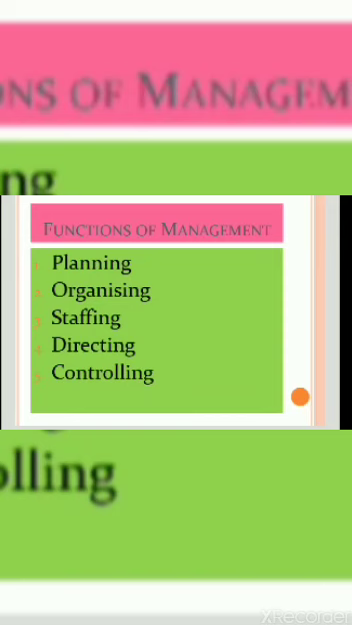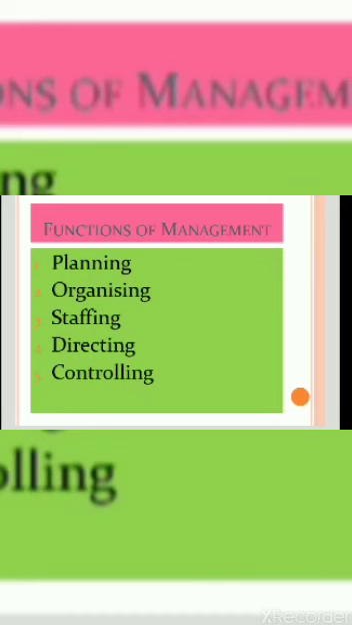Third function is staffing. Staffing is the third function or step of management. It refers to recruiting, selecting, appointing the employees, assigning their duties, maintaining cordial relations, and taking care of grievances of employees. Fourth function is directing. Directing means to instruct the employees and get the work done. Directing refers to giving directions or instructions to employees by motivating them and supervising the activities of employees.